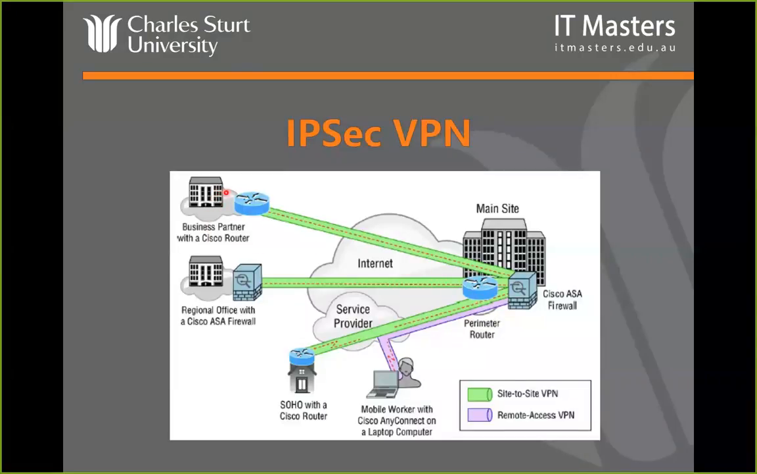In this case here, we've got a business partner which has their own Cisco router. So the VPN tunnel is built from that router to the ASA at the main site. We have a regional office which has got an ASA sitting there. So that's an ASA to ASA tunnel. And we have some guys sitting at home, the small office, home office router, which also creates a site-to-site VPN coming into the ASA. We then have a mobile worker with, in this case, a Cisco AnyConnect.